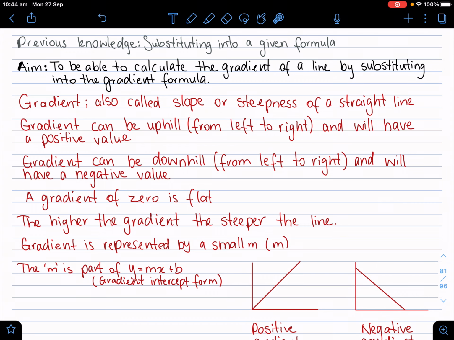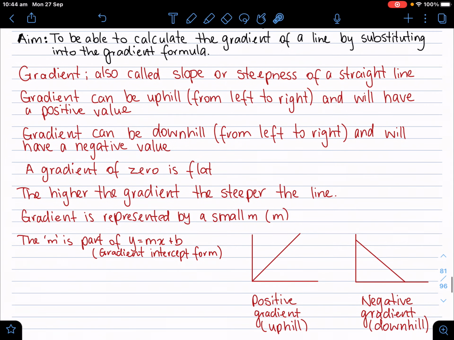So what is gradient? Well, gradient, we also call it the slope sometimes, or the steepness of a straight line. You can kind of think of it as a road. Is a road going uphill? Is a road flat? Or is it going downhill? So gradient can be going uphill, and we read from left to right. For example, this example down here, if I read from left to right, this gradient is going up. It's going uphill.